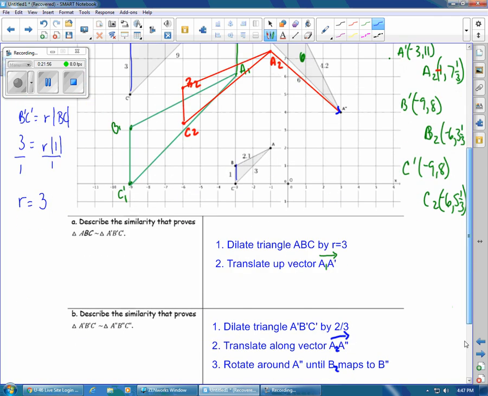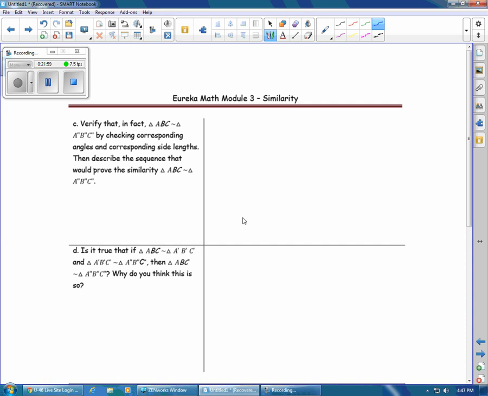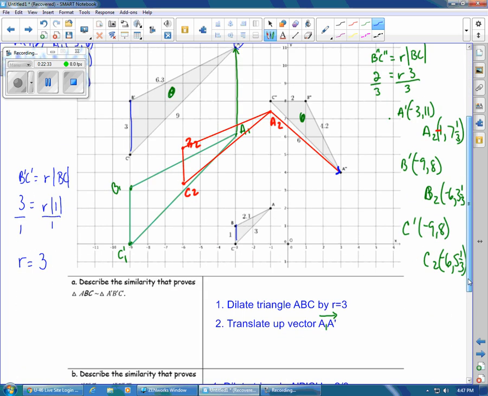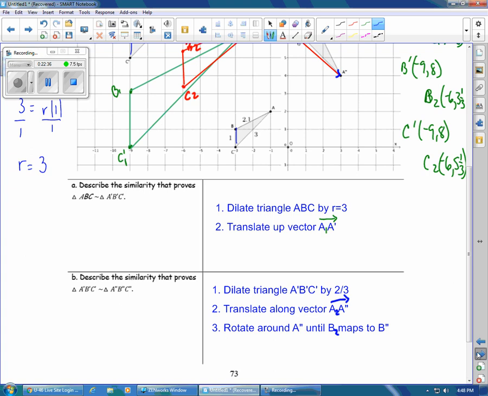That's what I'm doing. Now the final step that I have to take is to verify that the original triangle is similar to triangle A double prime, B double prime, first by checking corresponding angles and corresponding side lengths, and then describing the sequence that would map the similarity. I'm going to go ahead and skip that step. I would have to grow this triangle by a scale factor of 2 and then translate along a vector. I draw in another vector between A and B and then rotate until B maps to B double prime. The whole thing that I'm trying to prove to you is that similarity is transitive.